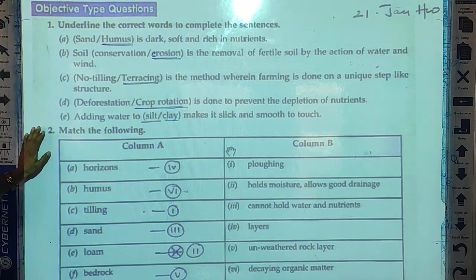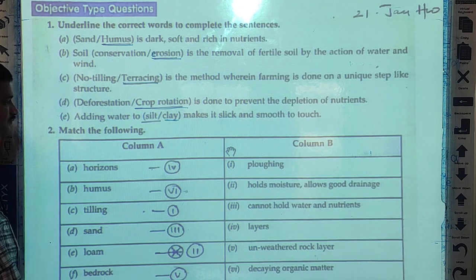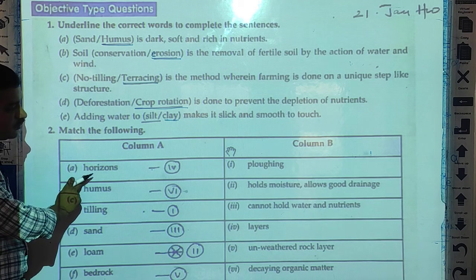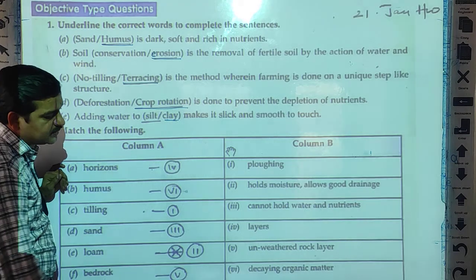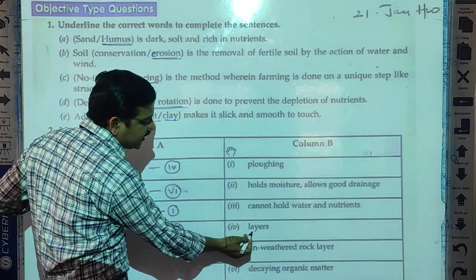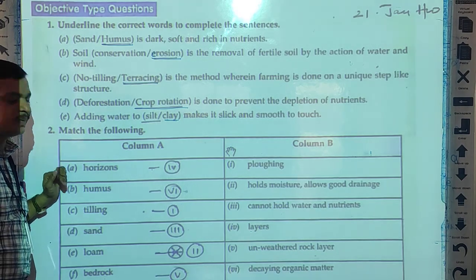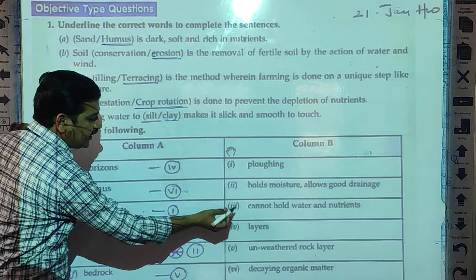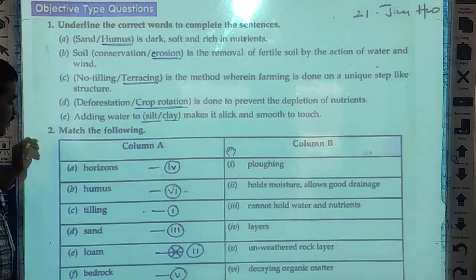Next, match the following. First question: horizon. Now what is the horizon? Now you can see the fourth option. Horizons means layers. While teaching I explained to you that horizons means layers. So here you can see layer is the option, so you can write option number 4.